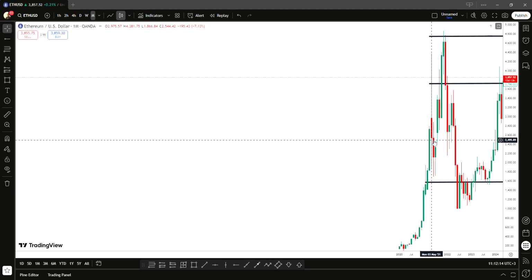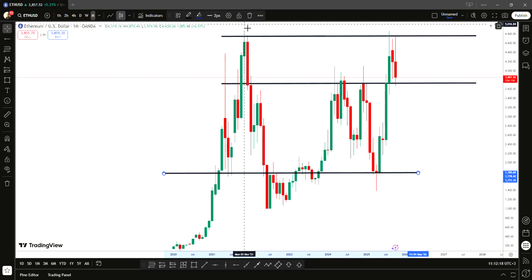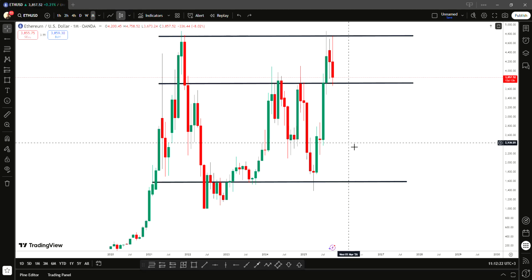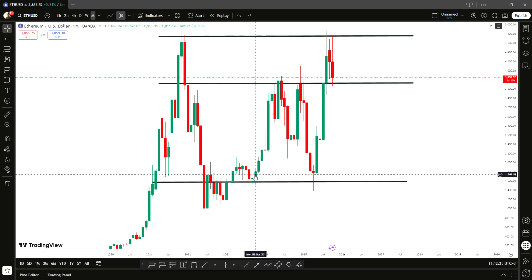So now let's go back to the monthly. I told you when you come to the chart, you want to go back to the monthly and see where price action is and start looking for your structures. Then after mapping out your structures, you will know where the direction is heading.